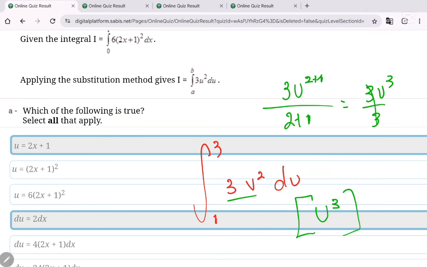So now you're going to replace from 1 to 3 in u to the power of 3, and you're going to subtract them. So it's going to be 3 to the power of 3 minus 1 to the power of 3. So 27 minus 1 will give me an answer, which is what?